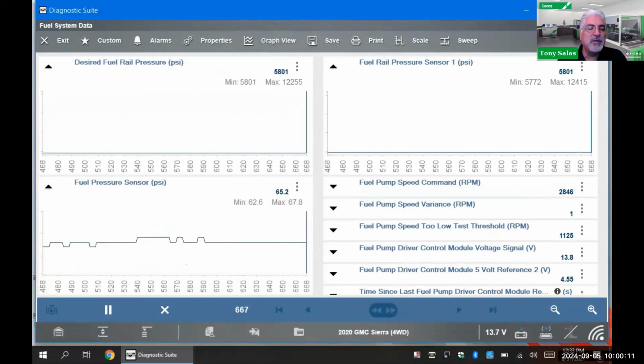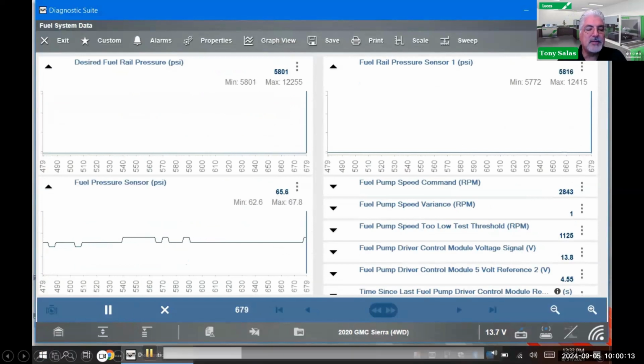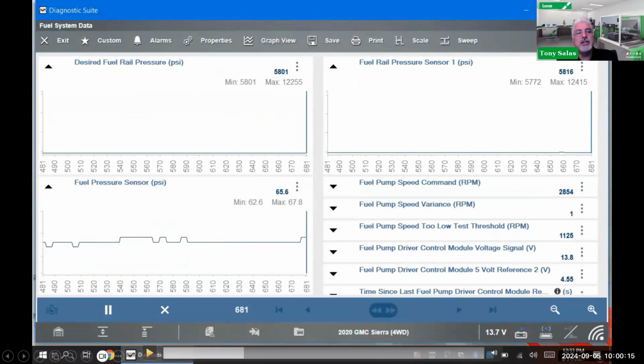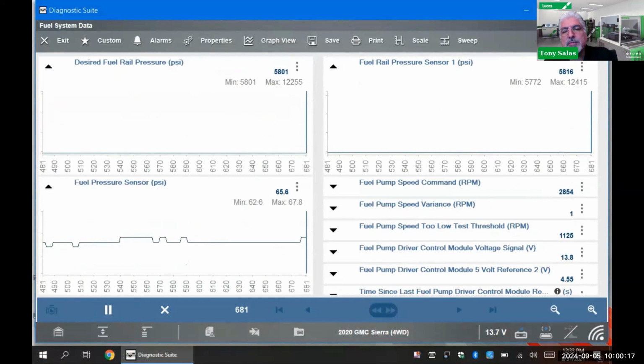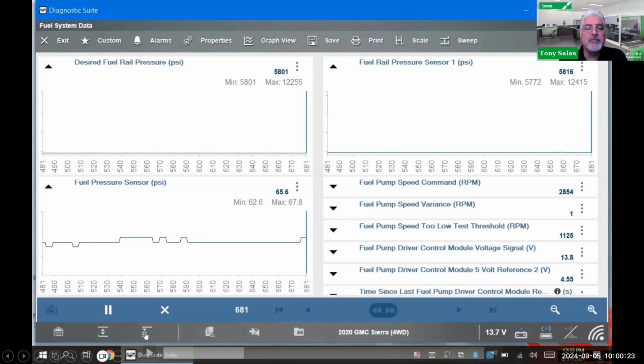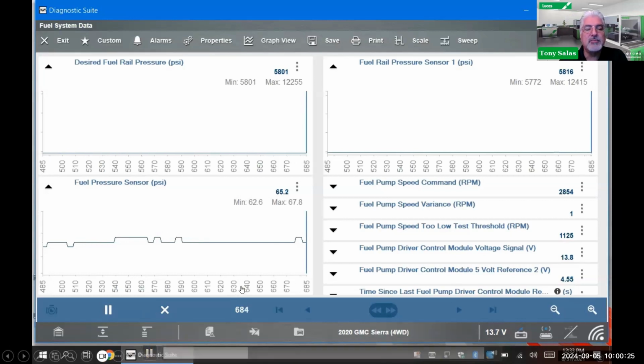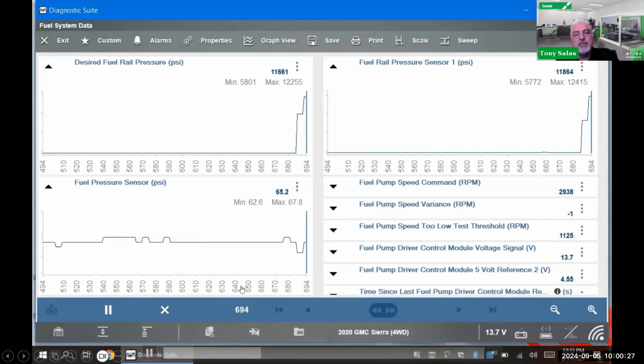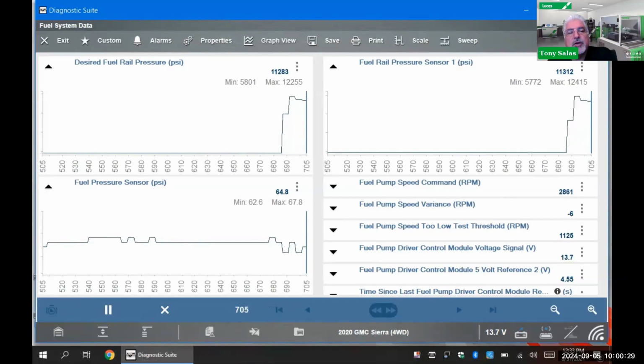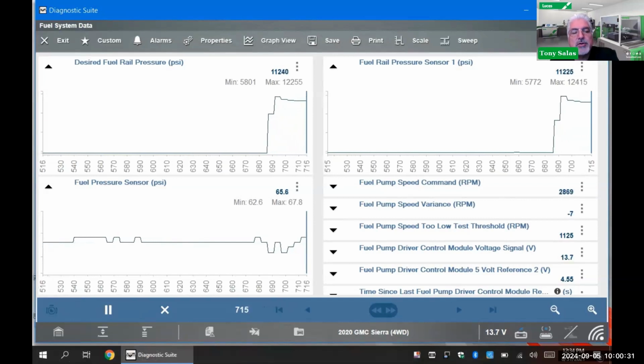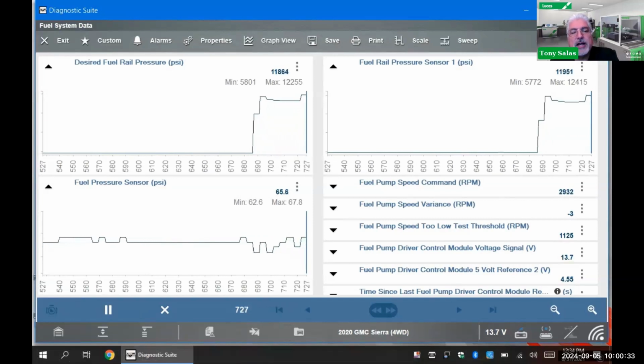So this is beautiful to me as I set this up and go test drive, because you're going to look at the desired rail pressure on the upper left, and then your actual rail pressure, and then your lift pump pressure here on the bottom. As I continue to play this reading that I took, you're going to be able to compare where your desired pressure is, where your actual rail pressure is, and where your lift pump pressure is at.